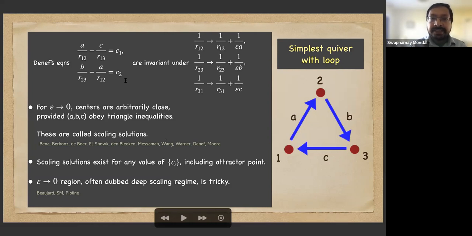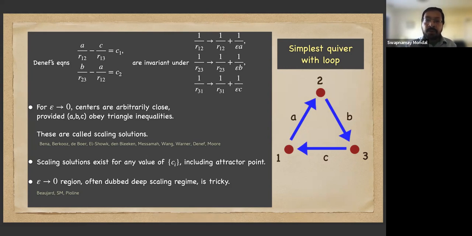Note one amazing thing: in all this argument, these numbers c1, c2 did not really enter. So these solutions exist for all values of c1, c2, which implies all values of the moduli fields, including at the attractor point. So as we expect, these solutions exist at the attractor point.